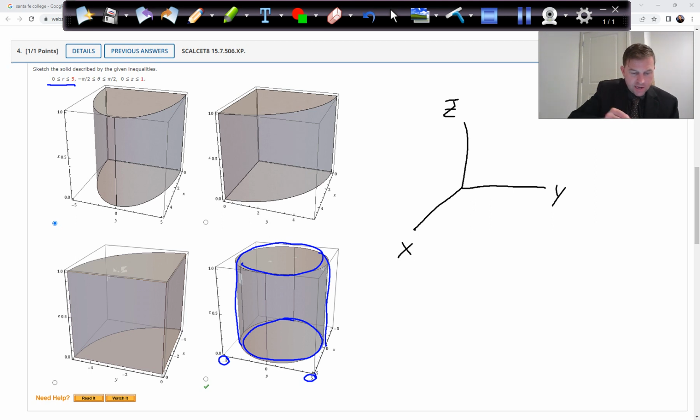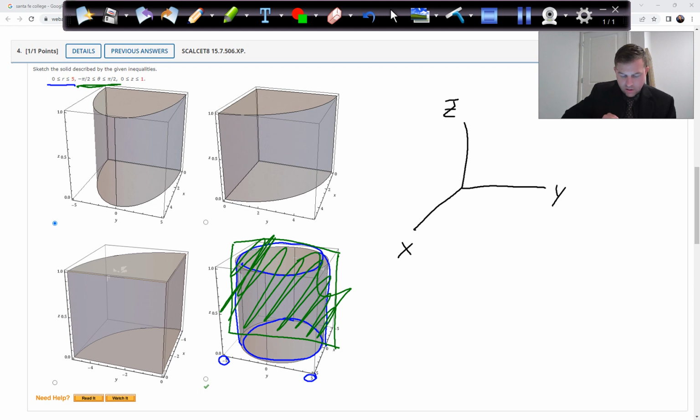Then it says theta goes from negative pi over 2 to pi over 2. That's actually going to cut this thing in half. And it's going to cut it in half through the x-axis. So it's going to cut this cylinder in half, and this back half is going to be gone. So now we're down to this picture. So this is half of that cylinder they drew down below.